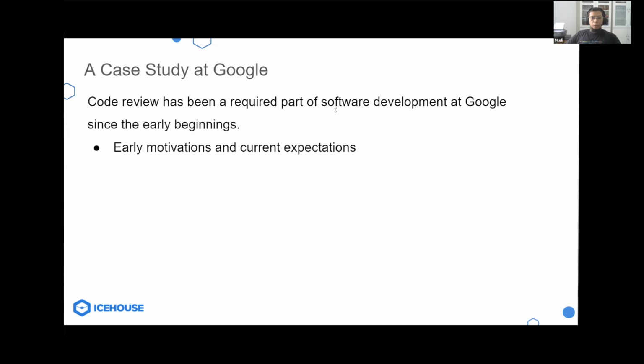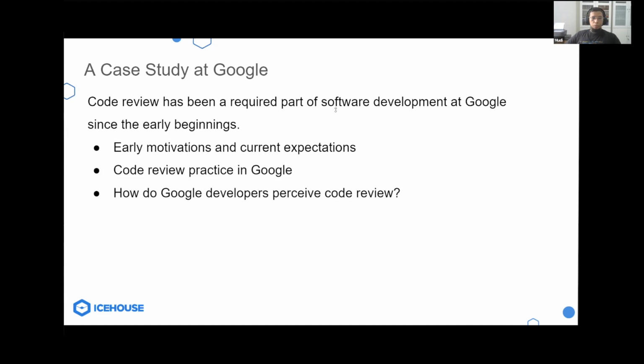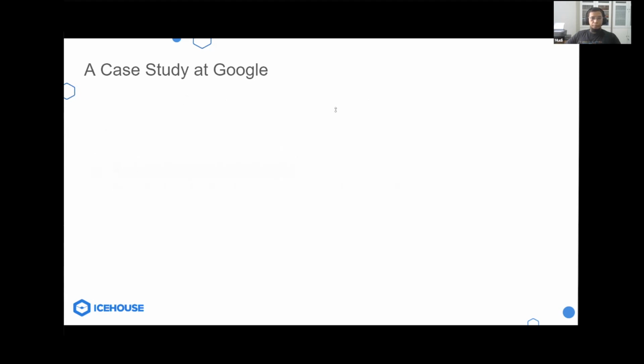And here we're going to discuss the result of the case study based on a paper titled Modern Code Review: A Case Study at Google, which will cover these three topics. First, early motivations and current expectations. Then we're going to see how they practice code review at Google. And also, how do Google developers perceive code review? What do they think? Okay, so let's dive in.